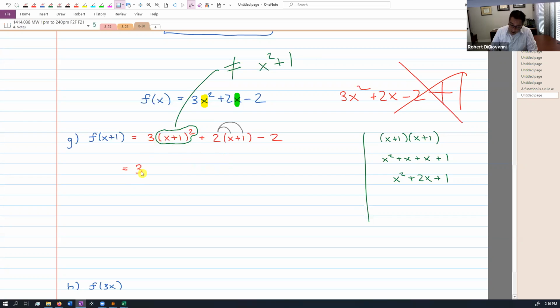So that is why we can't. The 3's still here, and then we have that stuff in green, which I just did on the side, x squared plus 2x plus 1. Then plus 2x plus 2, then minus 2. So distributing through here, 2x plus 2, minus 2. And then this one, I squared that, I followed that out, got this. Now the 3 can go through, okay?